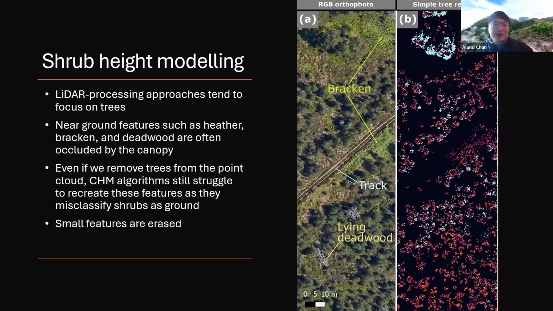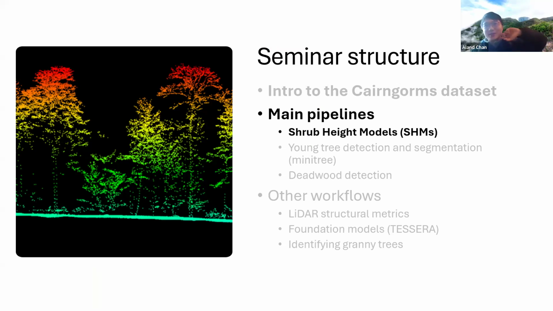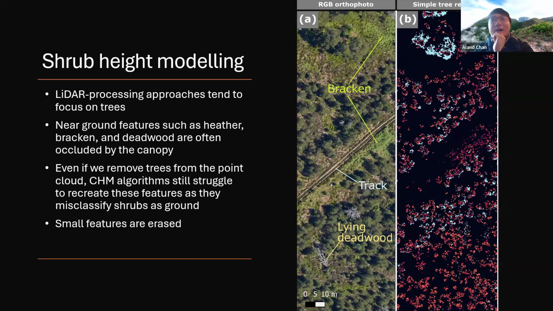So on the shrub height modeling, I'm going to move on to the next thing, which is one of the main pipelines that we've developed in the CLR, which is to model shrub heights across the landscape. This stems from the fact that we observed that conventional canopy height model pipelines don't seem to be very good at mapping near ground features, things like heather, bracken, or deadwood.